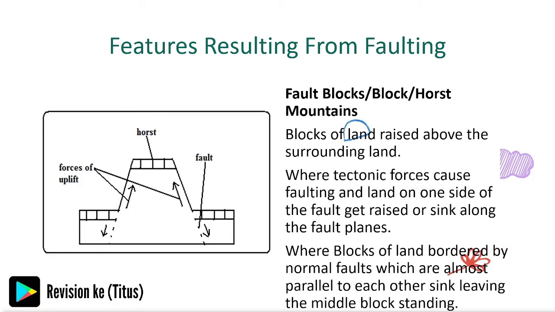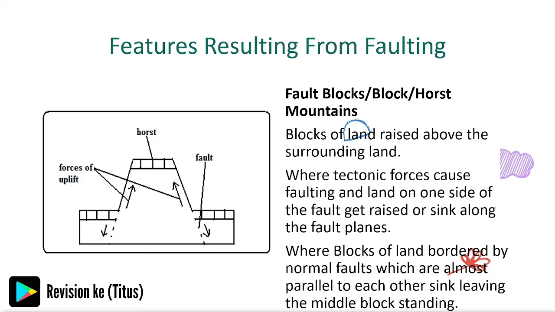We have fault blocks, also known as horst mountains, blocks of land raised above the surrounding land. So how they are formed: tectonic forces cause faulting and land on one side of the fault gets raised or sinks along the fault lines, or block mountains of land bordered by normal faults which are almost parallel to each other sink, leaving the middle block standing. So those are 2 ways they can be formed.